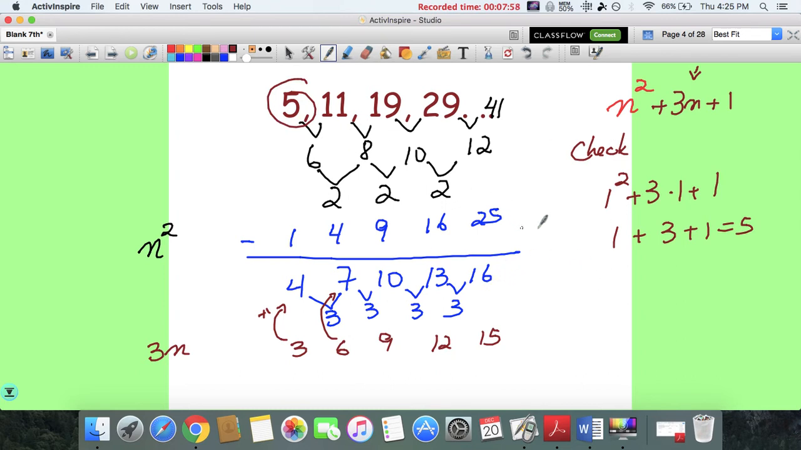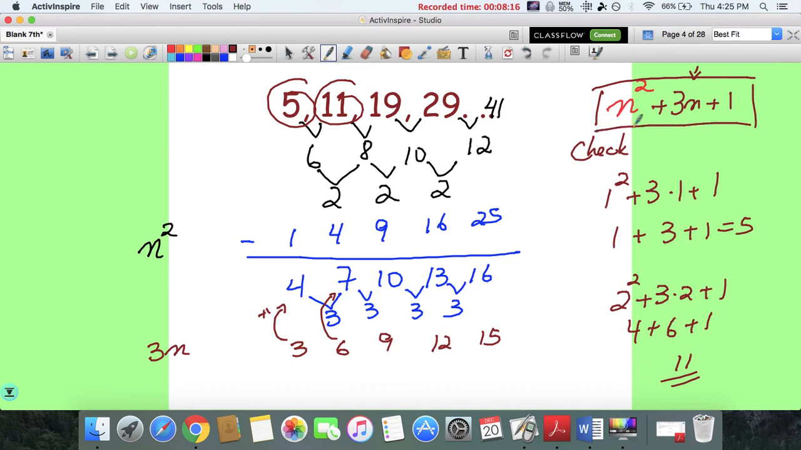Let's pick n equals 2. So let's substitute over here. So n equals 2 would be 2 squared plus 3 times 2 plus 1. N squared is 4. 3 times 2 is 6 plus 1. 4 plus 6 is 10 plus 1 is 11. So you can tell I got my second term. So this is the sequence that I want, the nth term. So for any value, I can just substitute there and find the value of that particular term. Okay, so that's that.